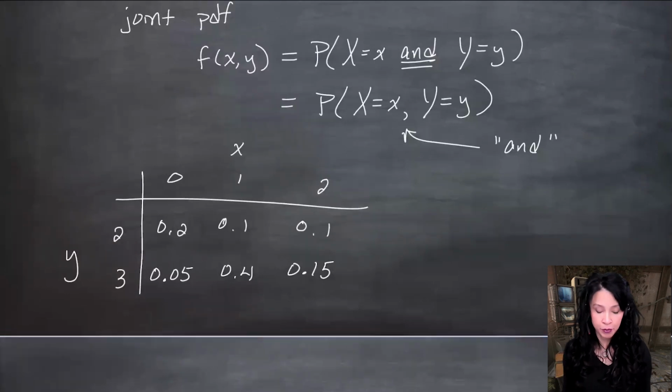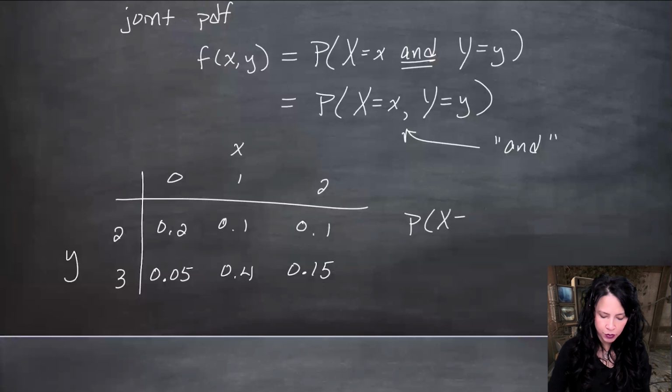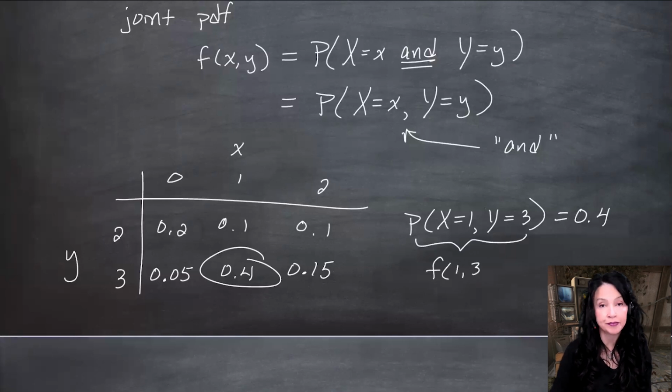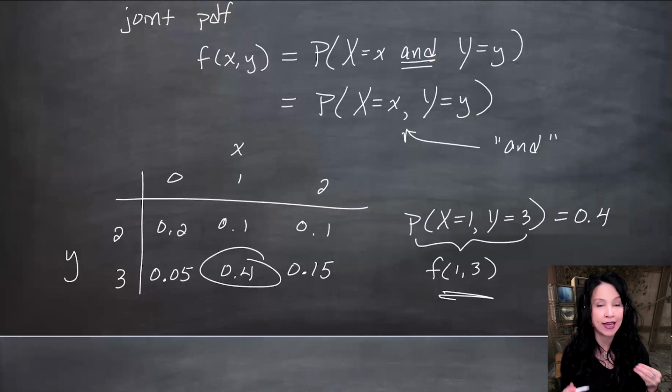So the entries of this table represent joint probabilities. The probability that x equals 1 and y equals 3, you just have to go to that place in the table, and that is 0.4. And with our PDF notation, this would be f(1, 3). We don't really use the PDF notation like that in the discrete case, but I write it so that we can see the analog for the continuous case where we do need to use it because we can't talk about probabilities of equaling particular values.